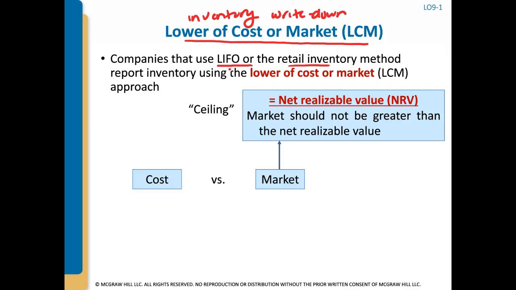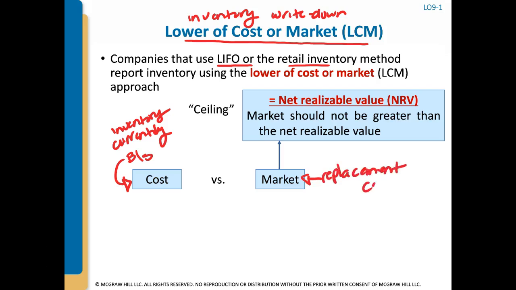So the first thing that you do is you look at the cost. This is what your inventory currently is on your balance sheet, which is basically your cost, right? And you have to compare it against the market. And market is really the replacement cost, I should say. What would it cost me if I had to buy this inventory item today?